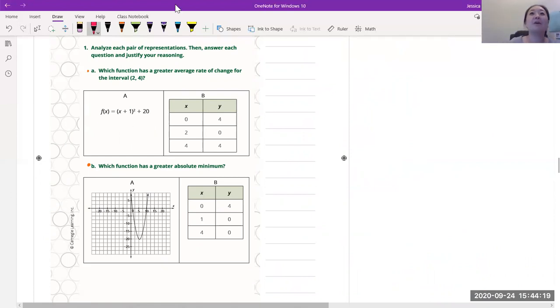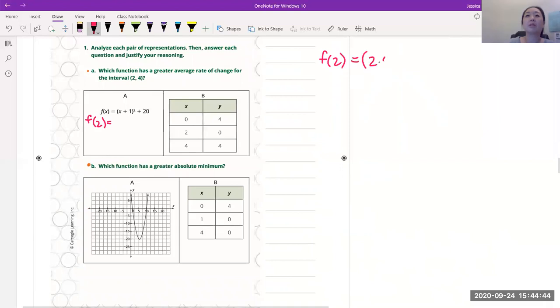Okay, all right. This is talk to talk. What interval has a greater average rate of change for the interval 2, 4, right? So we're looking between 2 and 4, all right? So you would literally just plug those in right here. So f of 2. I'm going to just write down the work over here. So f of 2 is going to be 2 plus 1 squared plus 20. Right, so this would be 3. So this would be 29, right? Because 3 squared is 9 plus 20, 29. Right, so I'm going to just write 29 over here.